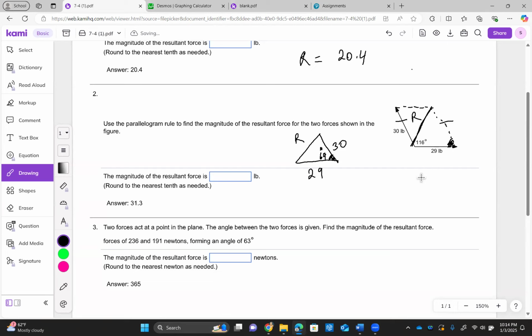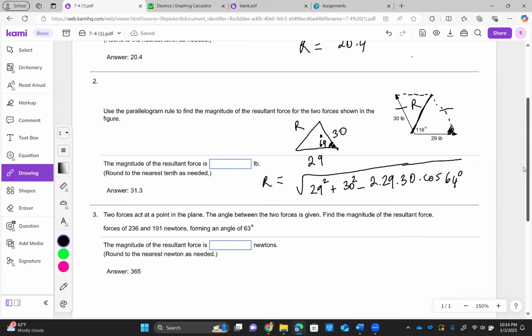Now for the resultant vector, the equation we have to set up on the calculator will be 29 squared plus 30 squared minus 2 times 29 times 30 times cosine of 64. And we just have to make sure that the settings are in degrees so we can match this answer with these numbers given in this problem.